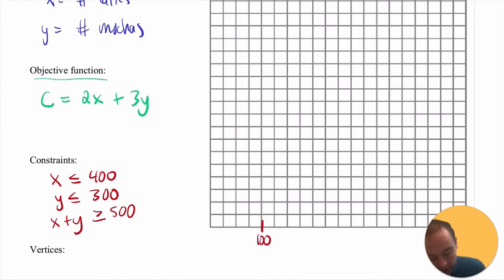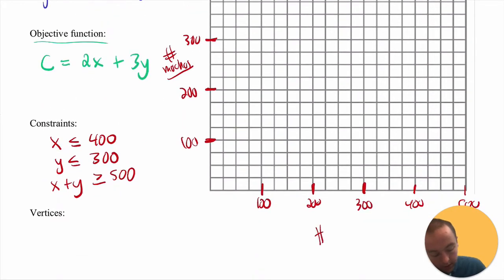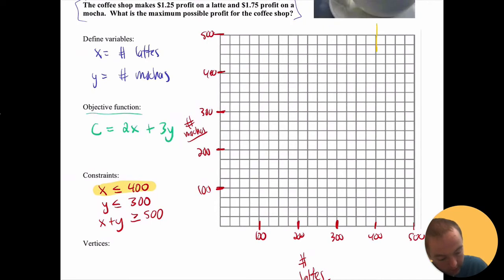So let's go by hundreds, every 4 squares or so. And then we'll do the same thing along the y-axis. Recall that the y-axis is dealing with the number of mochas, and the x-axis is dealing with the number of lattes. The first constraint tells us that we can make at most 400 lattes. So that would be right here where 400 is for lattes. That would be the line that we can't cross to the right of. We have to stay to the left of that always.